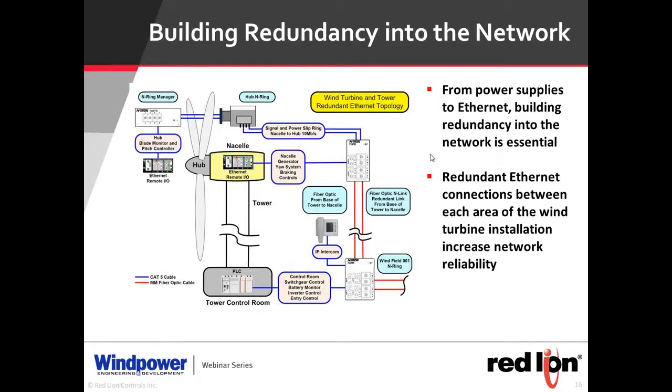Also, typically in the tower, because of the sheer distance, these towers now go anywhere from 100 feet to over 400 feet in height, fiber cable is used. And then we'll give you some examples later of the possible topologies to use in a wind farm environment.